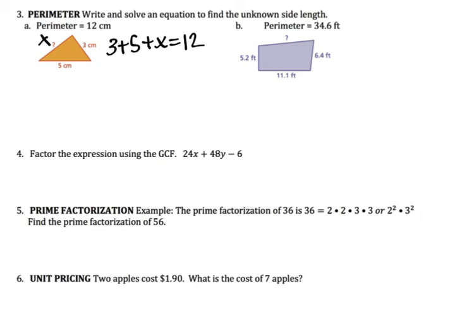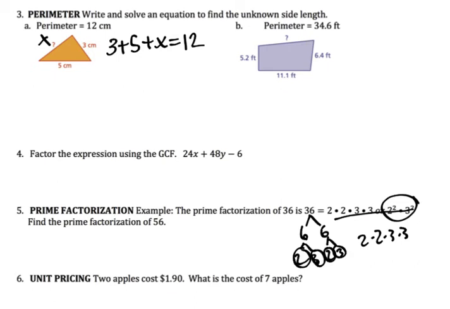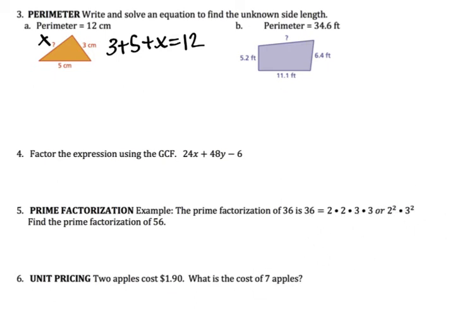Number 4, factor the expression using the greatest common factor. Number 5 is prime factorization. This is just review. Remember, when you factor 36, you split it out. Maybe it's 6 times 6. Each 6 is 2 times 3. And that gives you 2, 3, 2, and 3. So 2 times 2 times 3 times 3. And that's what this example here shows. You're just going to be doing the same thing with 56.